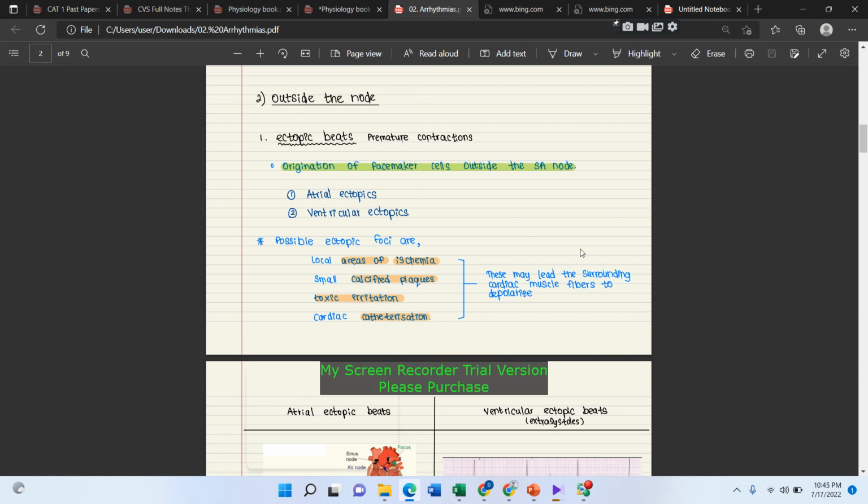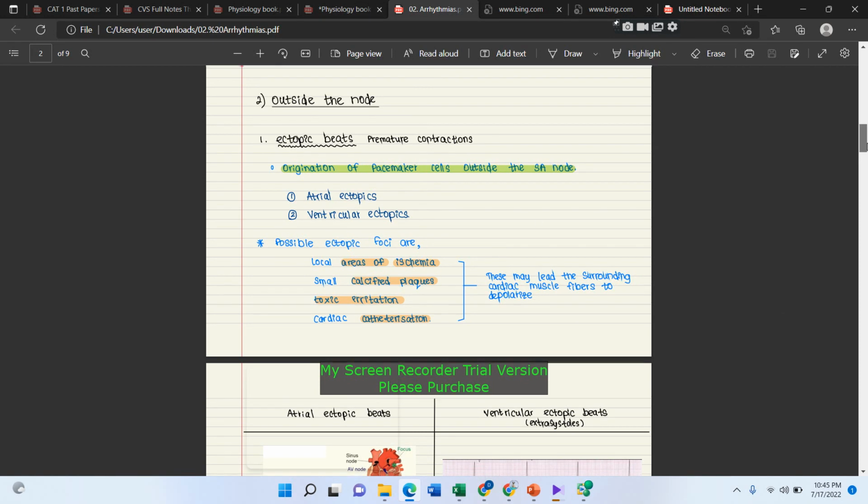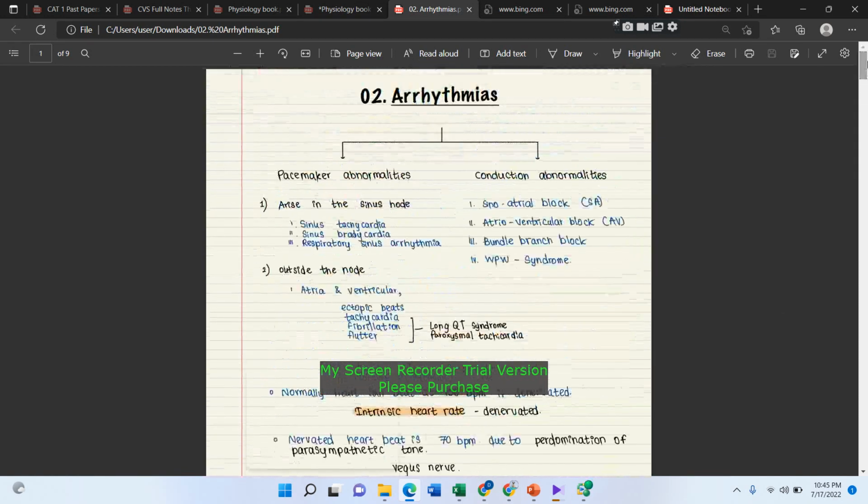If we talk about the ectopic, the outside pacemaker abnormalities, we have these ectopic beats. So outside the node, we have the ectopic beats, tachycardia, fibrillation, and flutter.